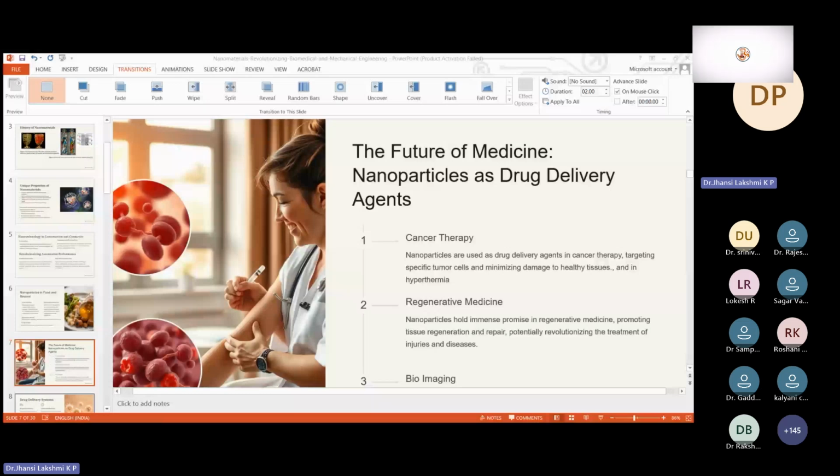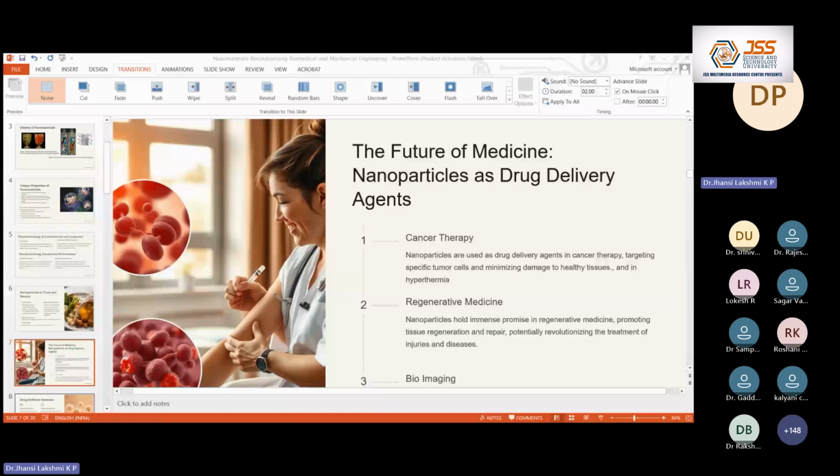It will go and hit only the cancer cell. It will not hit the healthy cells. So this is how the drug delivery agents work. They work as a driver who knows the destination. Many nanoparticles like silver, gold, iron, platinum and titanium oxide are used as drug delivery agents in cancer treatments.